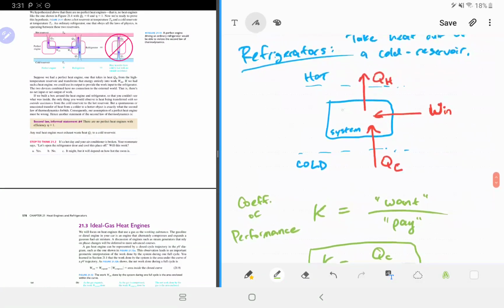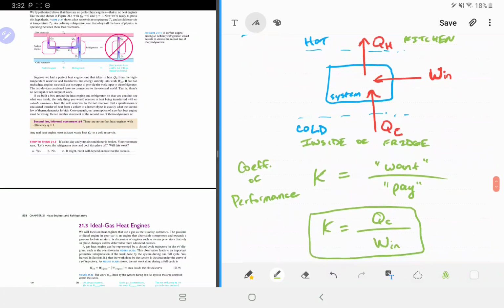Now keep in mind, the inside of your fridge is not the system right here. The inside of your fridge would be right here. It would be the cold temperature reservoir inside of the fridge. So this would be the inside of the fridge. This would be your room, the kitchen. The working substance is like the freon. You can imagine there's like a black box that makes your refrigerator work. That's the system right here. That's the working substance, the freon, and instead of the gas, it might involve phase changes or something complicated. But keep in mind, the inside of the fridge is the cold temperature reservoir. It's not the system right there.